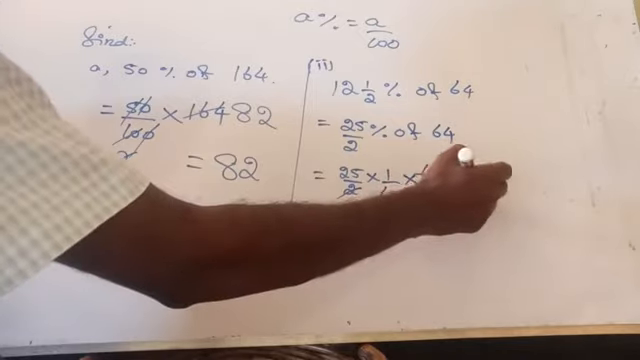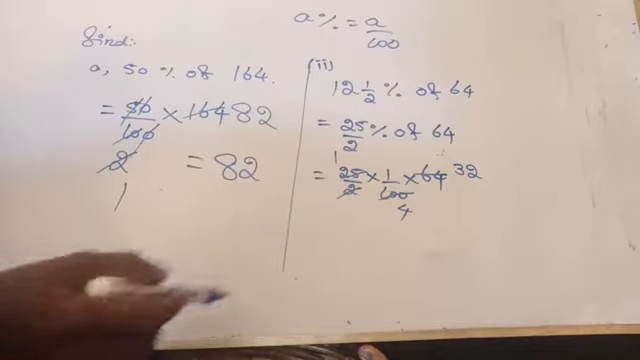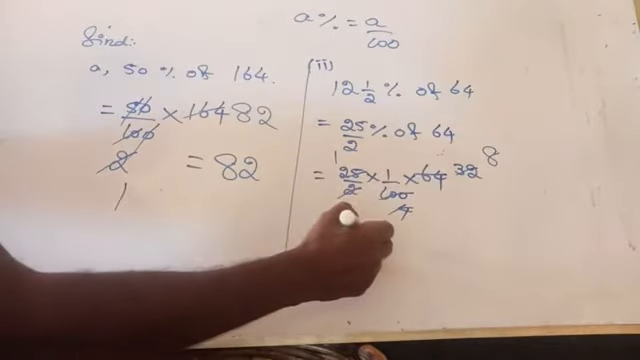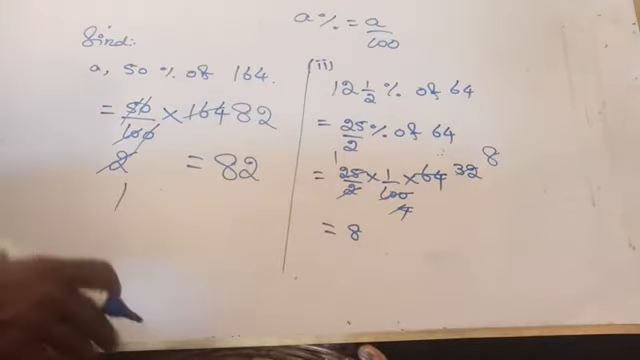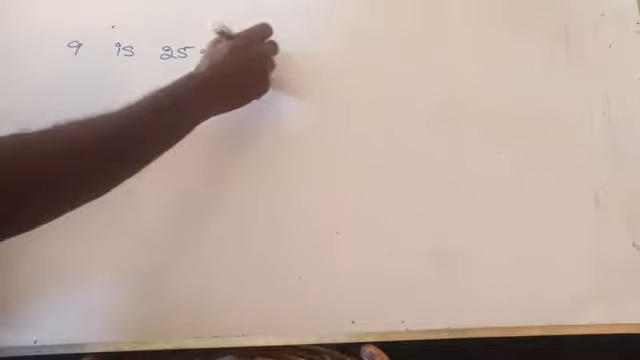Now 32 2s are 64. 1 25 is 25, 4 25s are 100. Again 1 4 is 4, 8 4s are 32. 12 and 1 by 2% of 64 is how much? 8. The next one is number 9, which is 25% of what number?